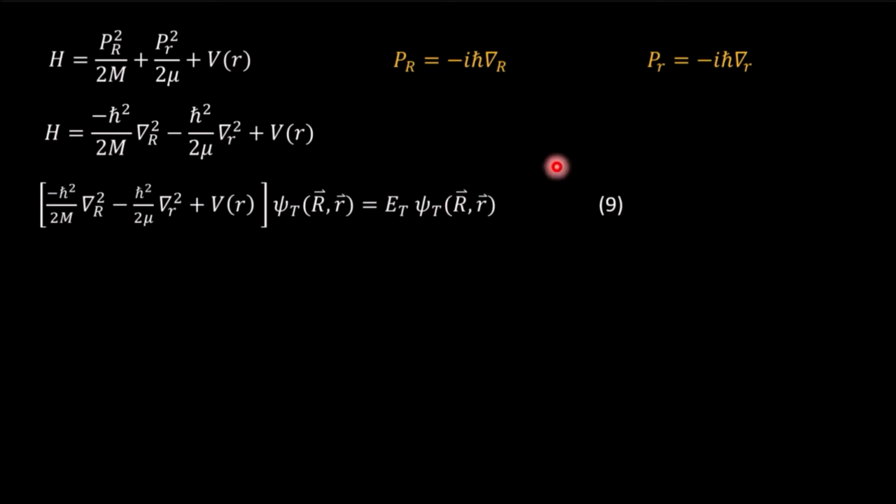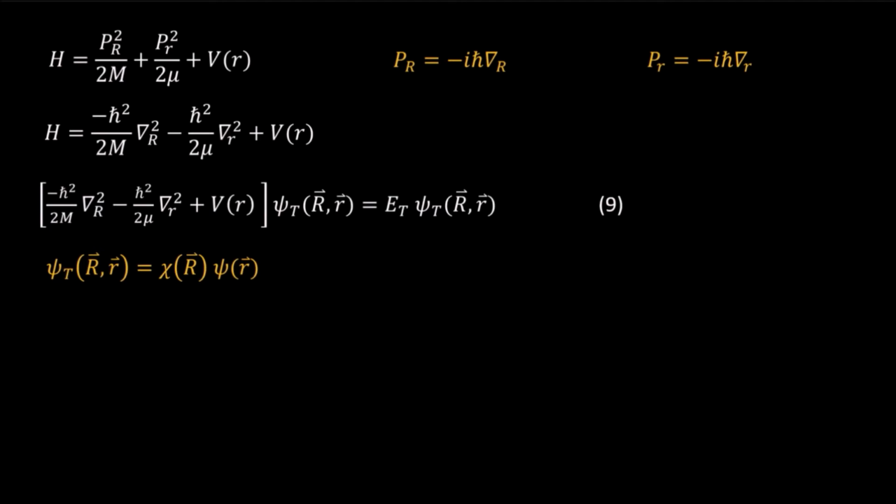So the time dependent Schrodinger equation is H psi equal to E psi, and if you substitute for H, we get an equation for the time dependent Hamiltonian like this one. Here the subscript capital T tells us that it is the total wave function and the total energy of the system.